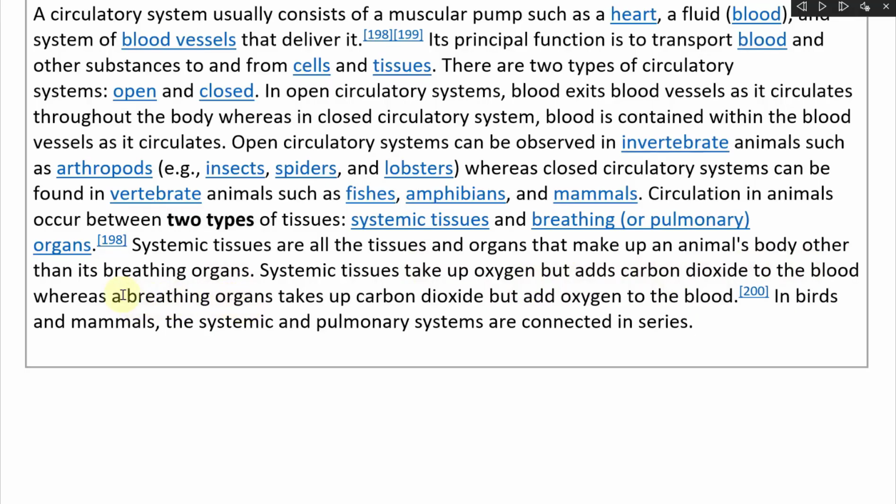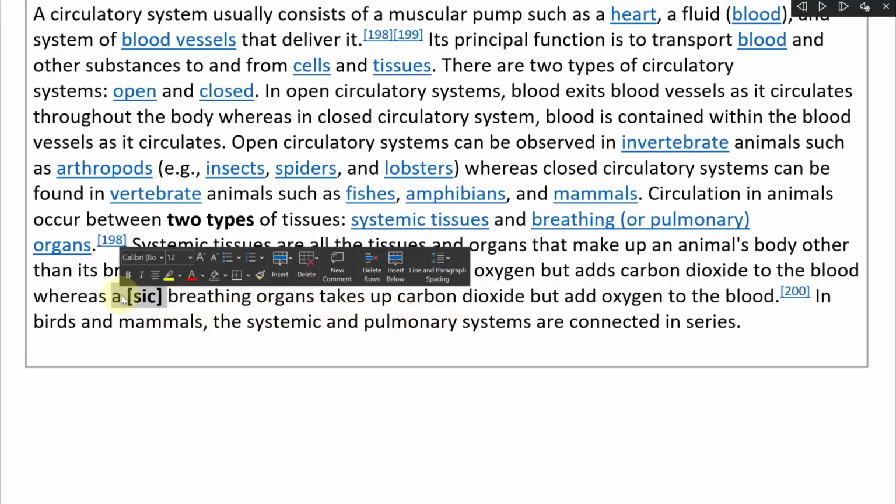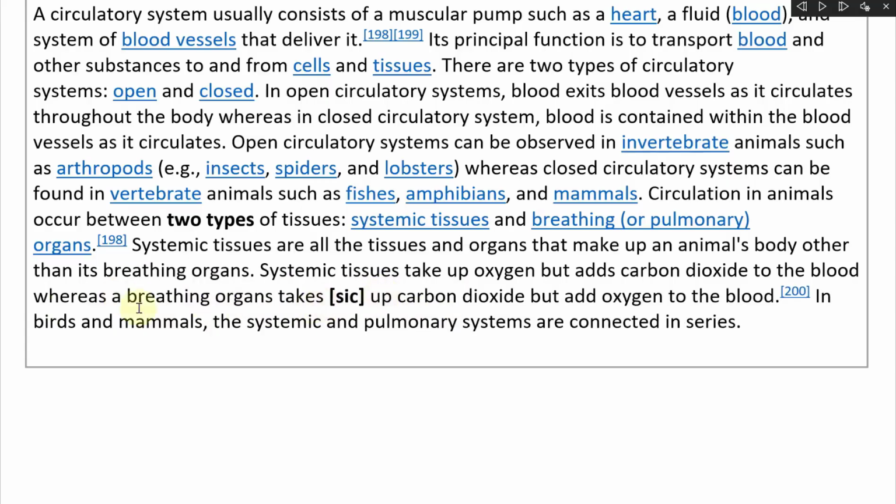this is a copy and paste from Wiki, so I'll note the grammatical error there. Whereas breathing organs takes up, it should be take up, but I'll just leave it over here. Anyways, a breathing organ takes up carbon dioxide but adds oxygen to the blood.